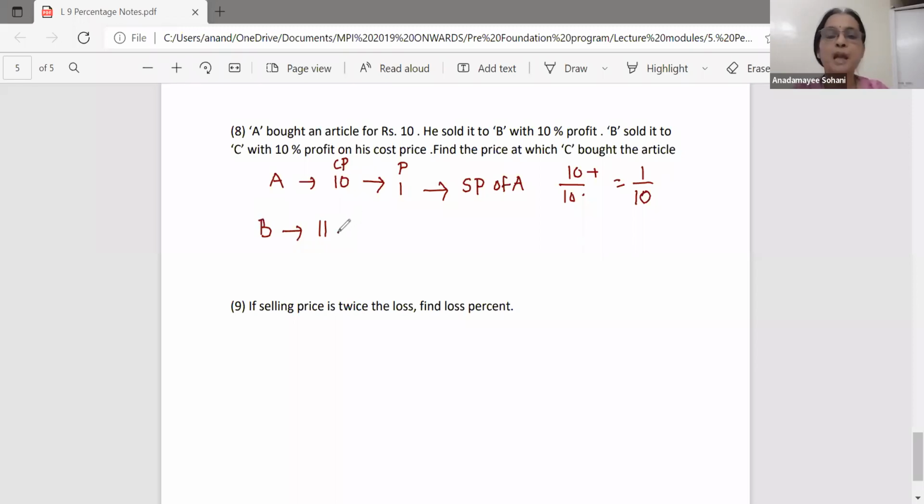B again sold it to C with 10% profit. Now 10% of 11. What is 1/10 of 11? 1.1 rupees, meaning 1 rupee 10 paise.